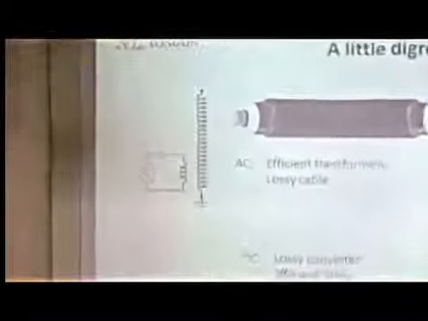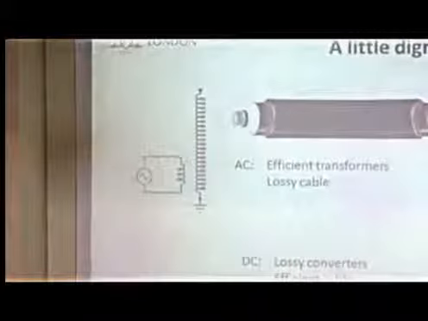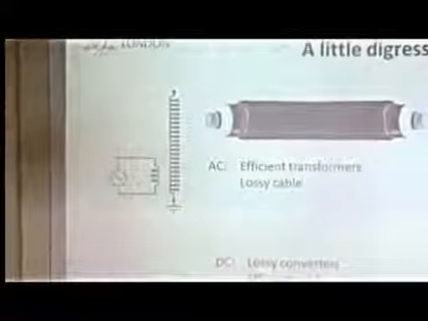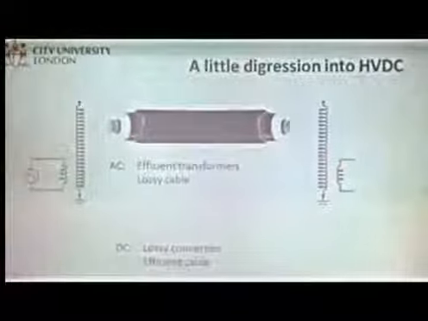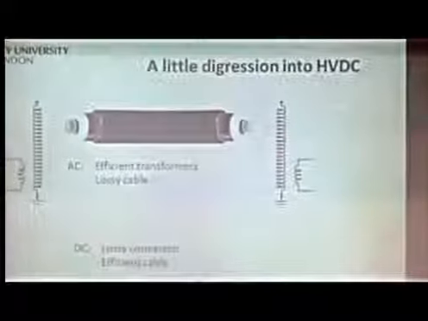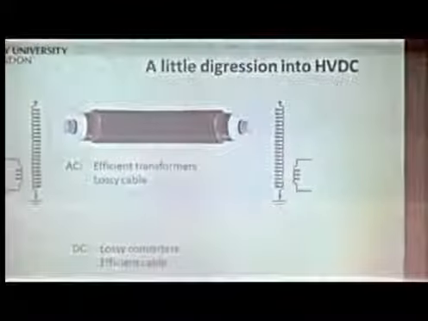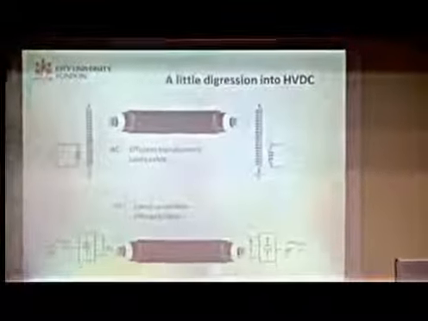And AC, of course, has the great advantage that we can use transformers at either end of the line. So we have a generating source, we step up the voltage using a nice, efficient, relatively easy to build, well-known transformer, we stick it down a power cable, and at the other end we use a transformer to do the opposite and bring the voltage back down to what we want. And this is good, because transformers are nice and efficient, but unfortunately AC cables are rather lossy.